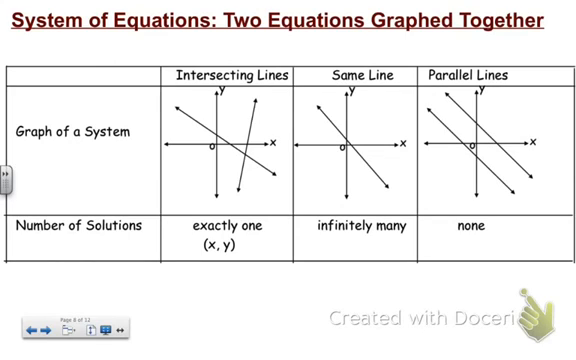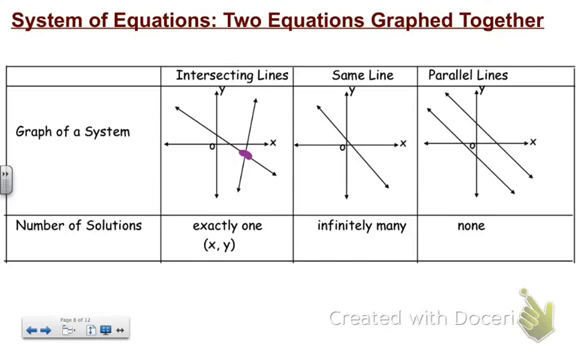Alright, so just like with other things we've looked at in algebra, with systems of equations, there's some special cases. So anytime we graph two equations together, 3 different things can happen. So what we've seen so far is when we graph the system, both lines intersect. Right? So then they have exactly one solution. They intersect at exactly one point.